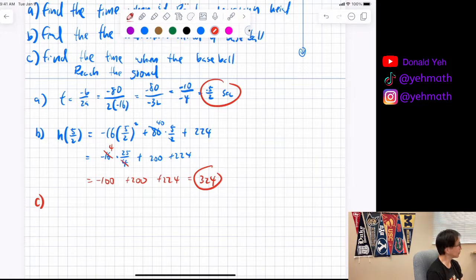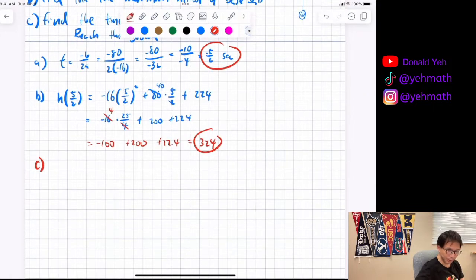Not Brendan, let's say McKenna. X-intercept. So how do I do it though? What do you plug in 0 for? Y, which is h of t, right? So it's going to be 0 equal to -16t squared plus 80t plus 224.